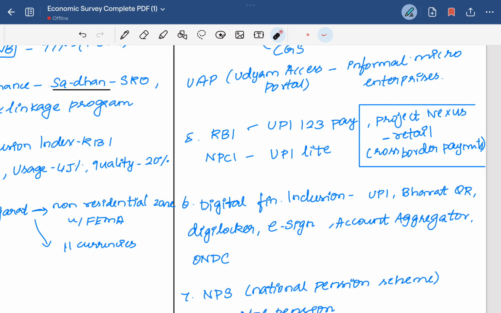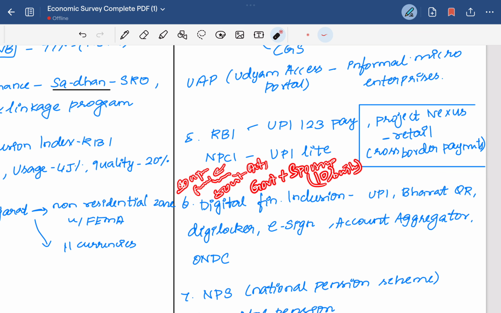Then the UPI Lite, it's important to note that UPI Lite is under the National Payment Corporation of India, which is a non-governmental corporation formed under the Societies Act by government plus sponsor banks. Around some 10 banks are there which are sponsored for the creation of this company, National Payment Corporation of India.